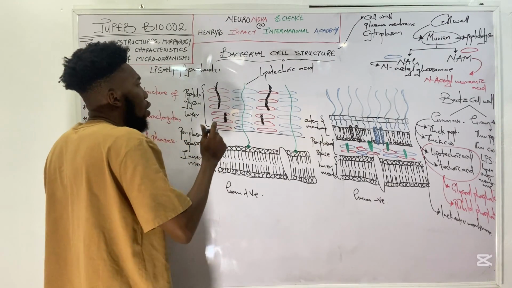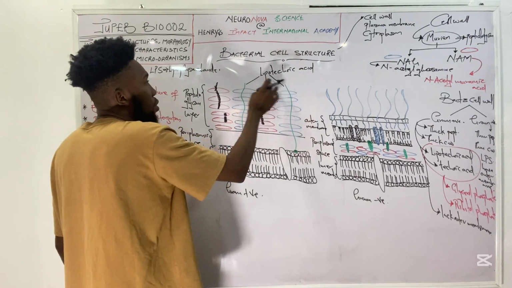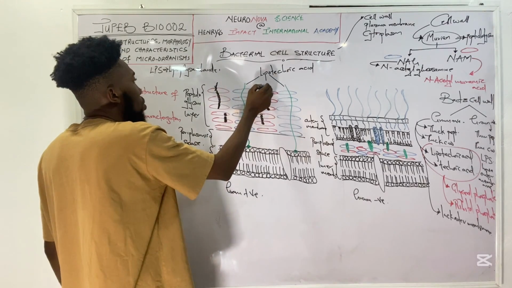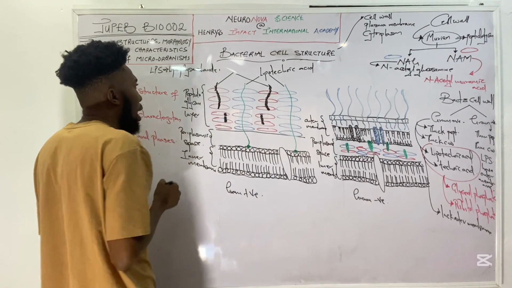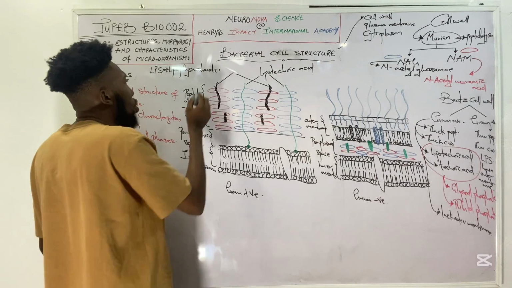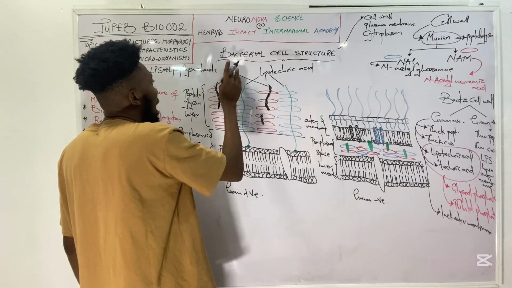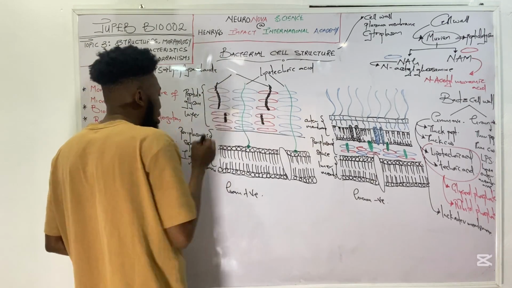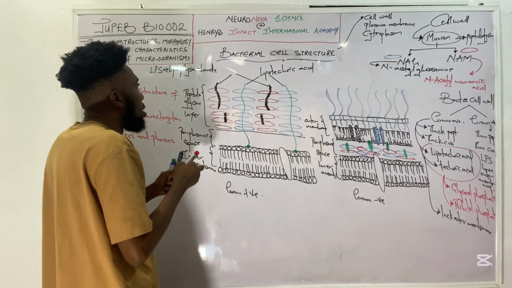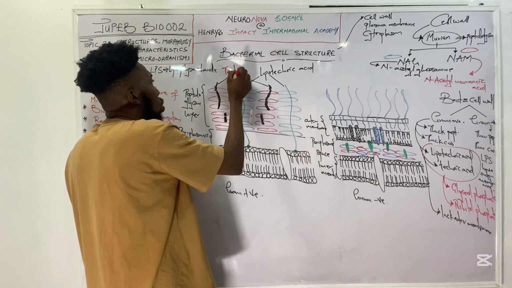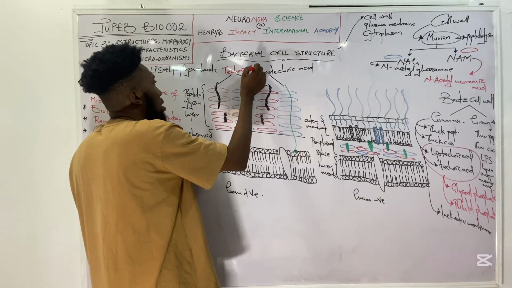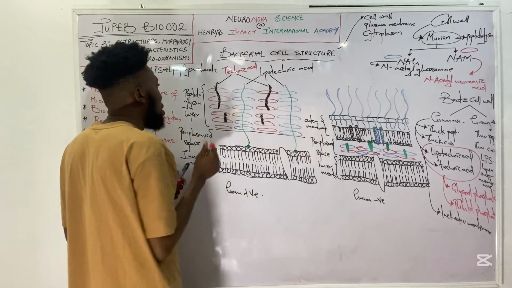Good. Now, these other ones here. These ones here are the teichoic acids. So we have teichoic acid and lipoteichoic acid.